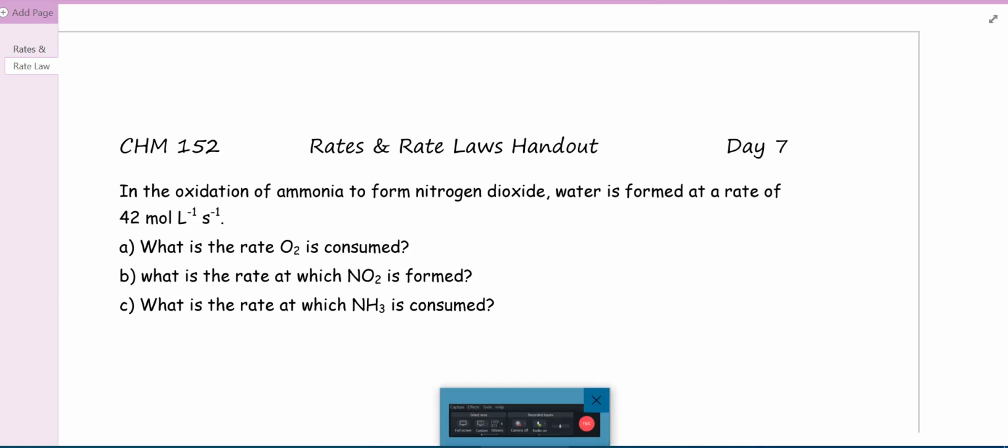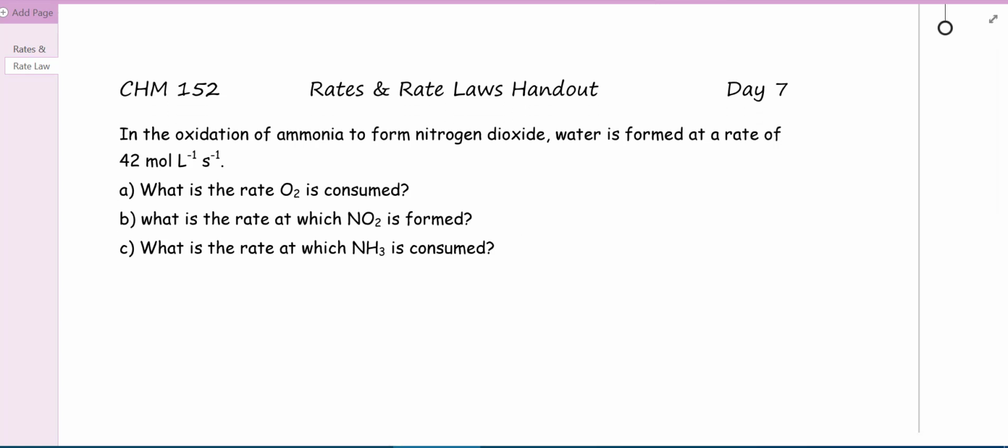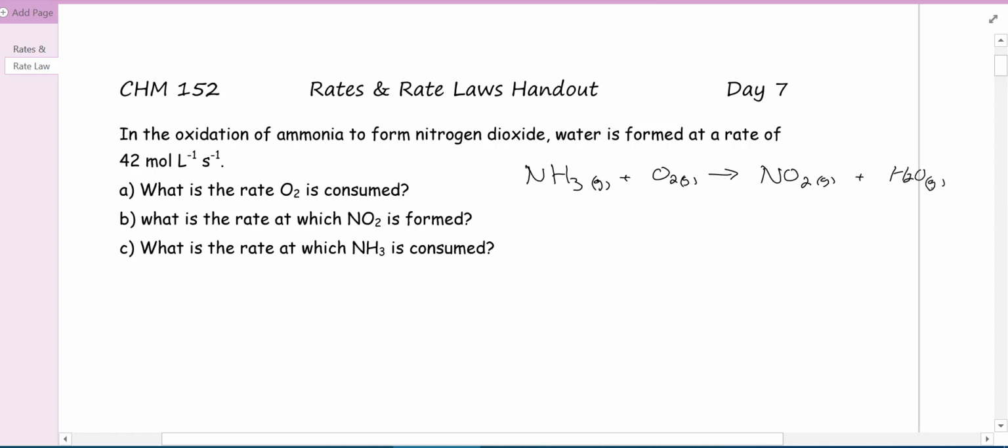So let's first look at the first one here. This is the oxidation of ammonia to form nitrogen dioxide. Water is formed at a rate of 42 molarity per second, basically. So we have a reaction. The oxidation of ammonia, so NH3 gas plus O2 gas, giving us NO2 and water. Alright, so balancing them, we have 4, 7, 4, and 6.